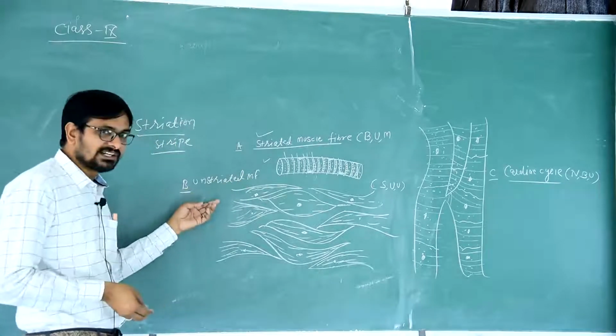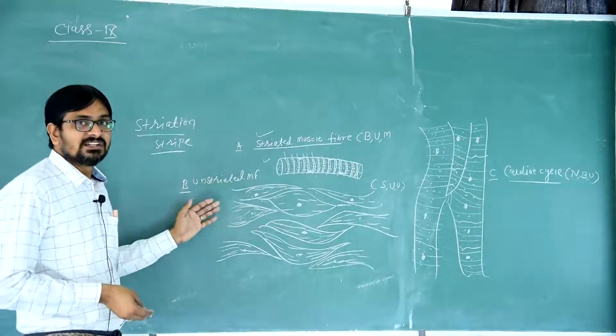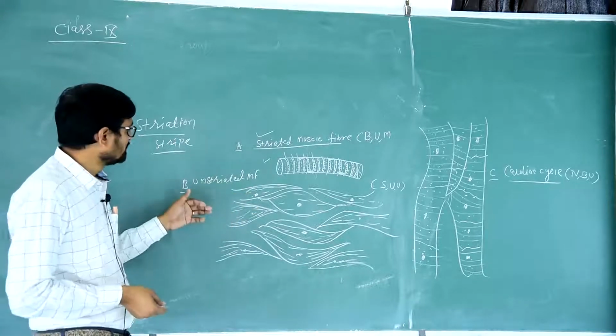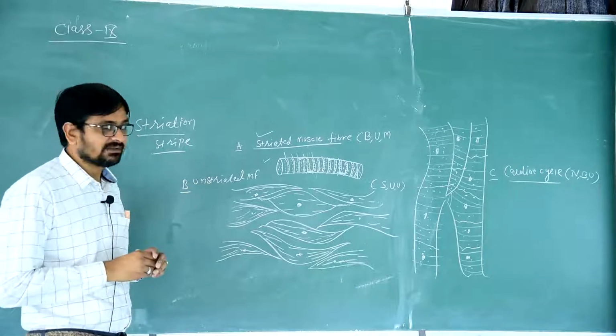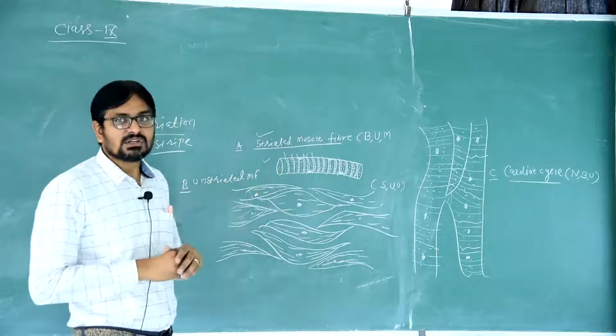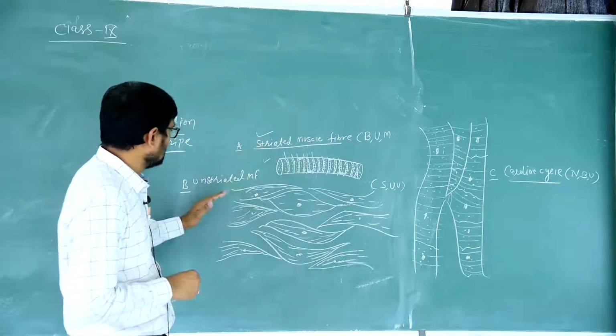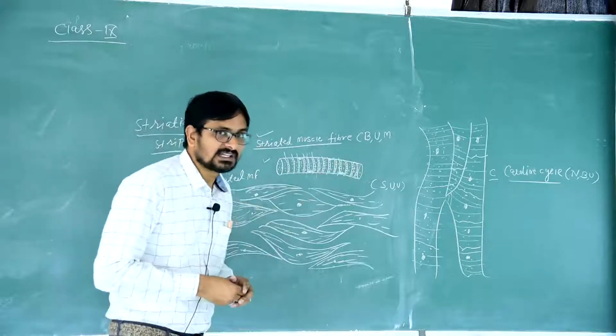This is unstriated. Why is it called unstriated? Because there are no alternate light and dark bands. There are no stripes. That's why it is called unstriated muscle fiber. Third one is cardiac muscle. In cardiac muscle, striations are also present. So this is the diagram. You can see striated muscles, unstriated muscles, and cardiac muscles.